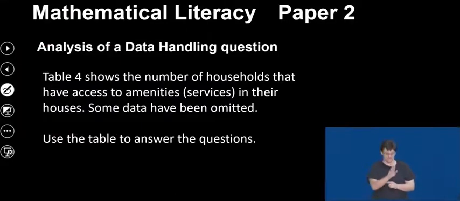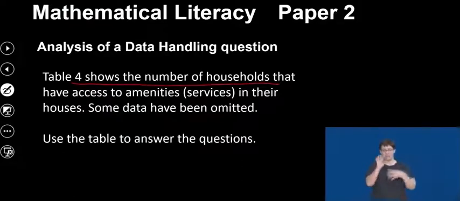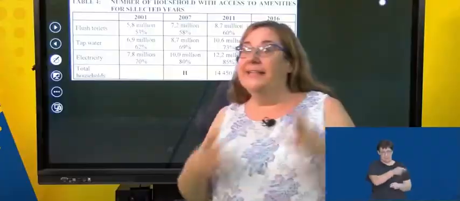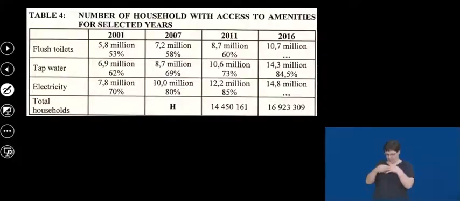Table 4 shows the number of households that have access to amenities or services in their houses. Some data has been omitted, so it's important to know that it's not a full table. Use the table to answer the questions. So remember earlier I said to you, analyze the table first. So we're looking at table 4, the number of households with access to amenities for selected years. And then I've got 2001, 2007, 2011, and 2016.